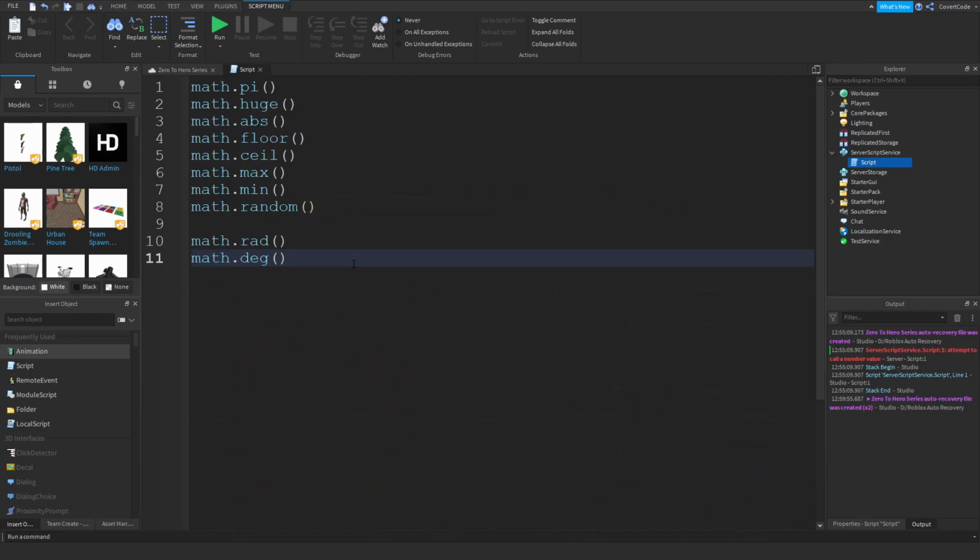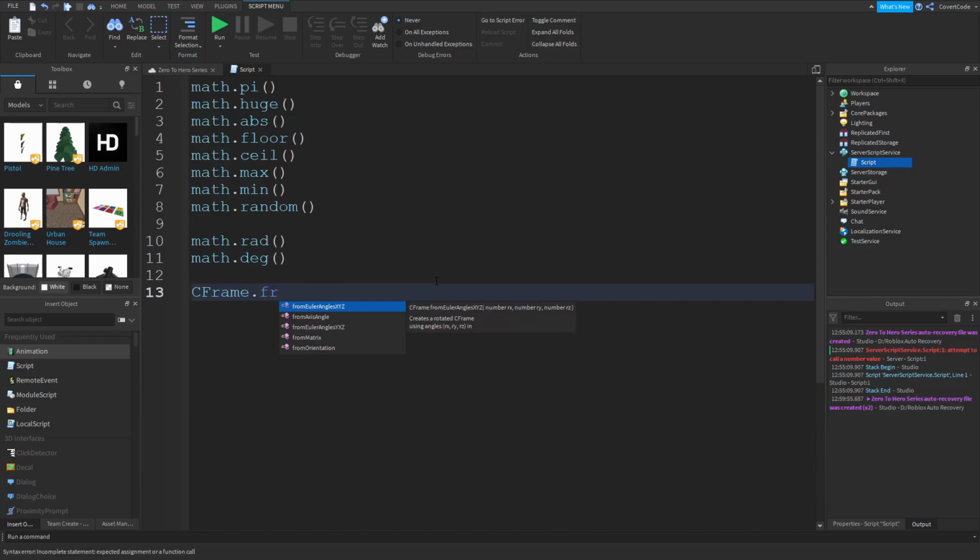However, there are some functions like CFrame.fromEulerAnglesXYZ, which actually take radians. So you'd know if they take radians if they have an R in front of the X, like this, for example, okay? But honestly, you won't be doing this as a beginner, per se. However, when you get more advanced, then these will become pretty handy.